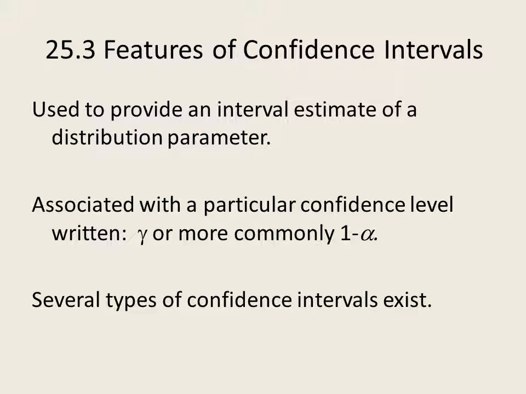The confidence interval that we come up with would have an associated confidence level, which would be written as gamma, or more commonly 1 minus alpha. And there are several different types of confidence intervals, and we're going to consider several. But you're familiar with these, where somebody probably spoke to you in the past about a 95% confidence interval or a 90% confidence interval. And that's what we're going to be aiming to produce.